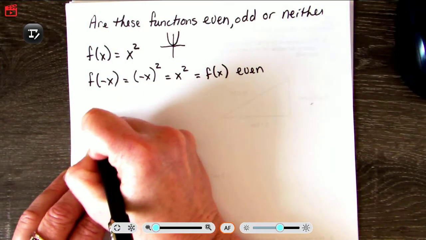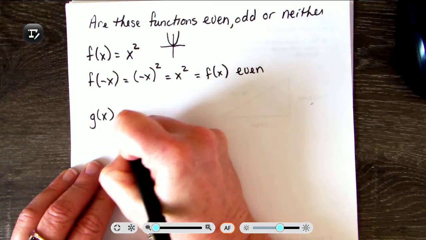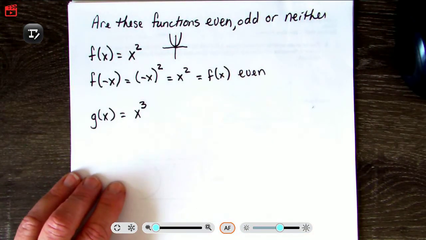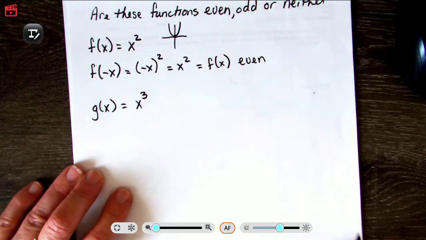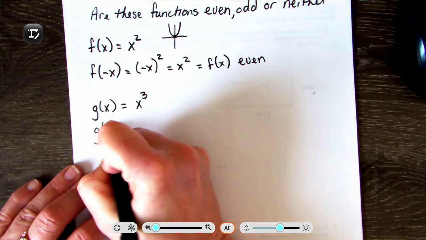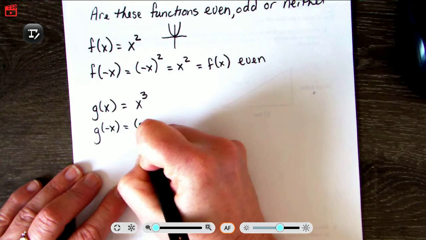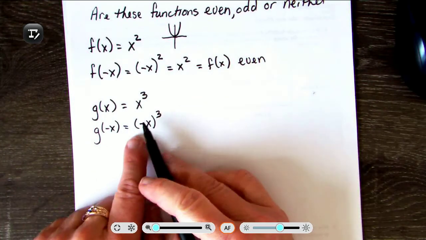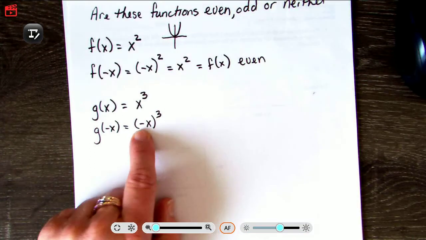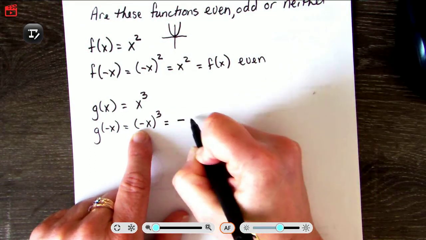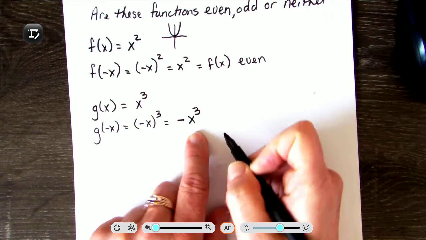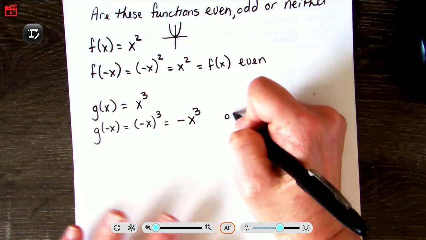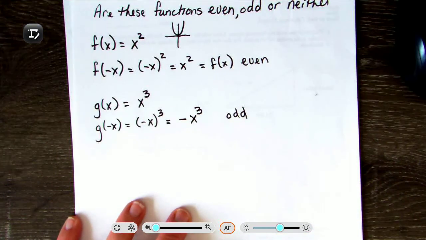I'll do a function that looks like it should be odd. So there's my x cubed function. If I substitute that negative x in, so that's going to be a negative x cubed, and thinking negative times a negative times a negative is a negative x cubed. We're getting the opposite of what we started with. We have thus an odd function.